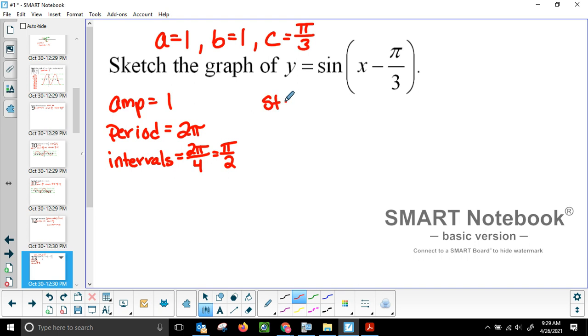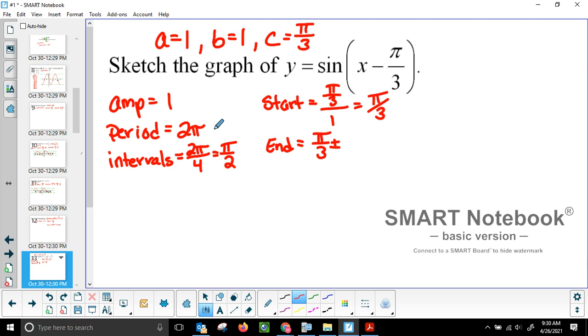All right, now our start is c over b, which in this case is pi over 3 divided by 1. Of course, anything over 1 is itself. So that's pi over 3. Now to get to the end, I take pi over 3 and I plus or minus the period.